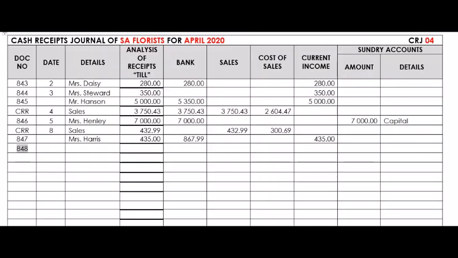Okay, so the receipt number will be 848. The date is the 11th. It's Mr. Busy, who paid us 2,500 Rand. It's the only transaction for the day, so put it in bank. And what did we receive it for? For rent income. So it goes to sundry accounts, rent income.